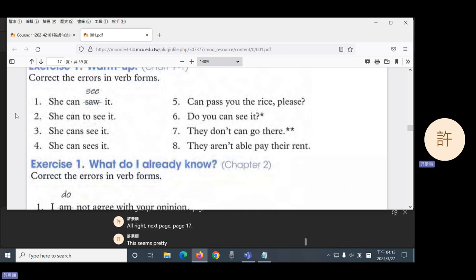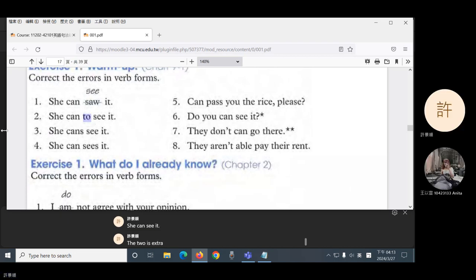This seems pretty easy. Let's do it together. Number two, she can see it. The two is extra. Number three, also, she can see it. Are these all the same sentence? Okay, yeah, 1 to 4, the answer is she can see it, and all the other stuff is wrong.